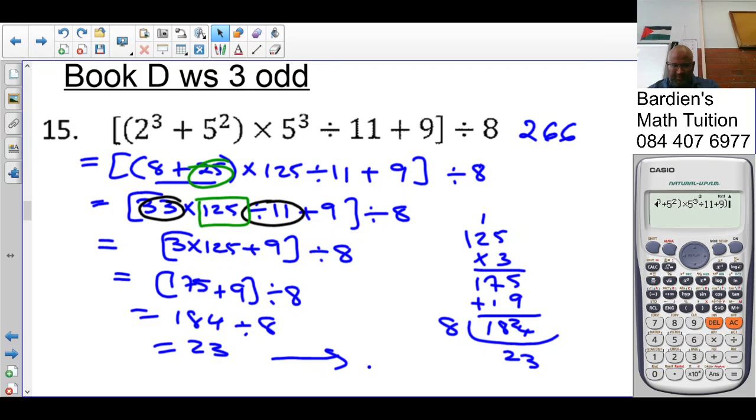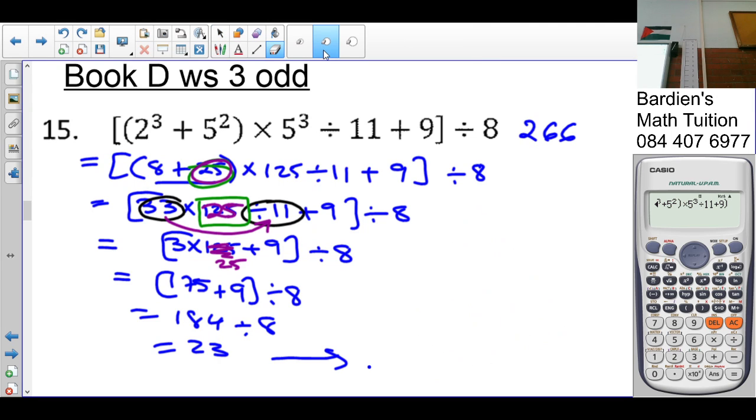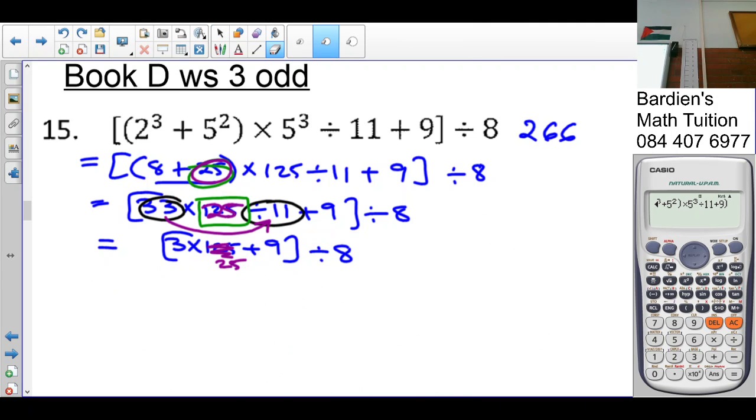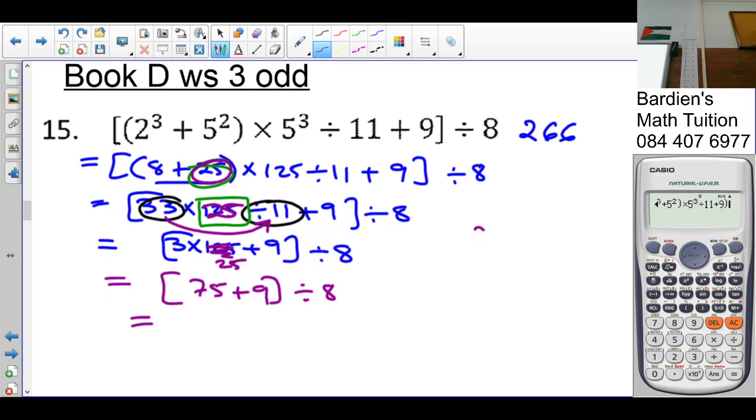Right, I located the mistake at this point. I wrote 125, supposed to have been 25. Okay? So it's 25. So 33 divided by 11 is 3. And 3 times 25, I'll give you the final answer now. So that's going to be 3 times 25 is 75. Plus 9 divided by 8. 75 plus 9 is 84.